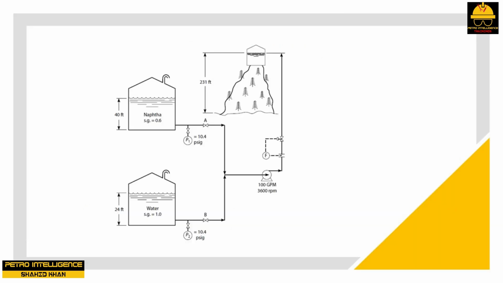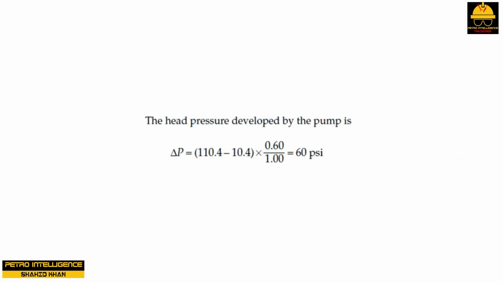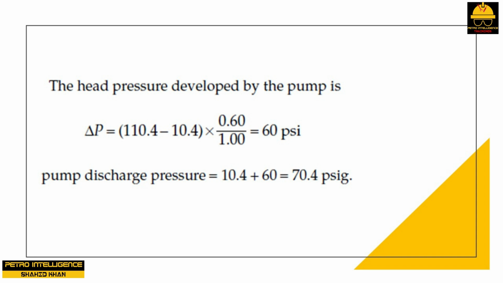Effect of specific gravity. The picture shows a centrifugal pump that may pump water through valve B or naphtha through valve A. Question: when water is pumped, the pump's discharge pressure is 110.4 psi. The pump's suction pressure is 10.4 psi. When naphtha is pumped, what is the pump's discharge pressure? Answer: the head pressure developed by the pump is delta P equals (110.4 minus 10.4) times 0.60 divided by 1.00, which is equal to 60 psi, and the pump discharge pressure equals 10.4 plus 60, which is equal to 70.4 psi.